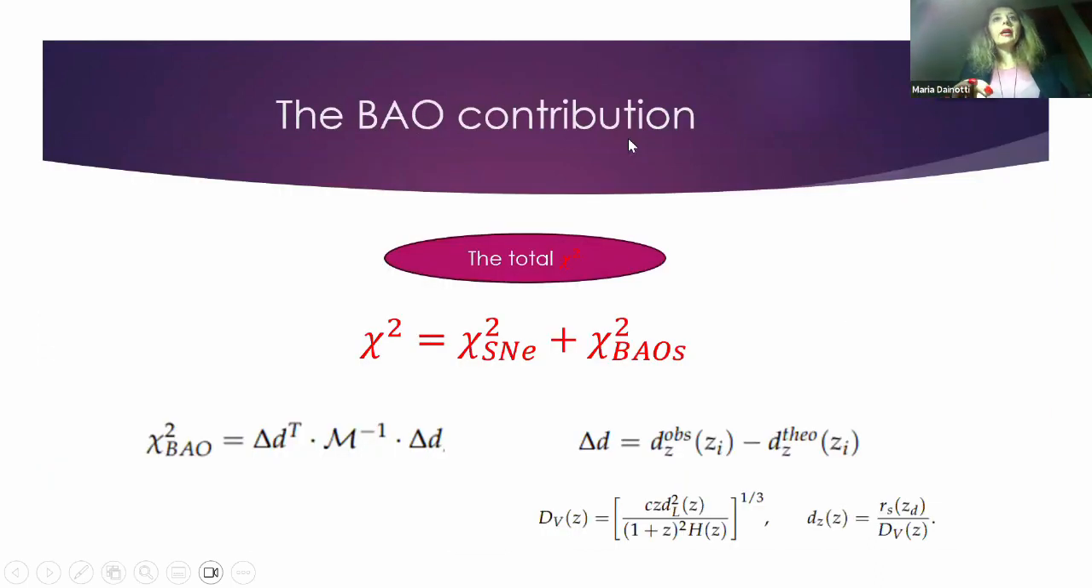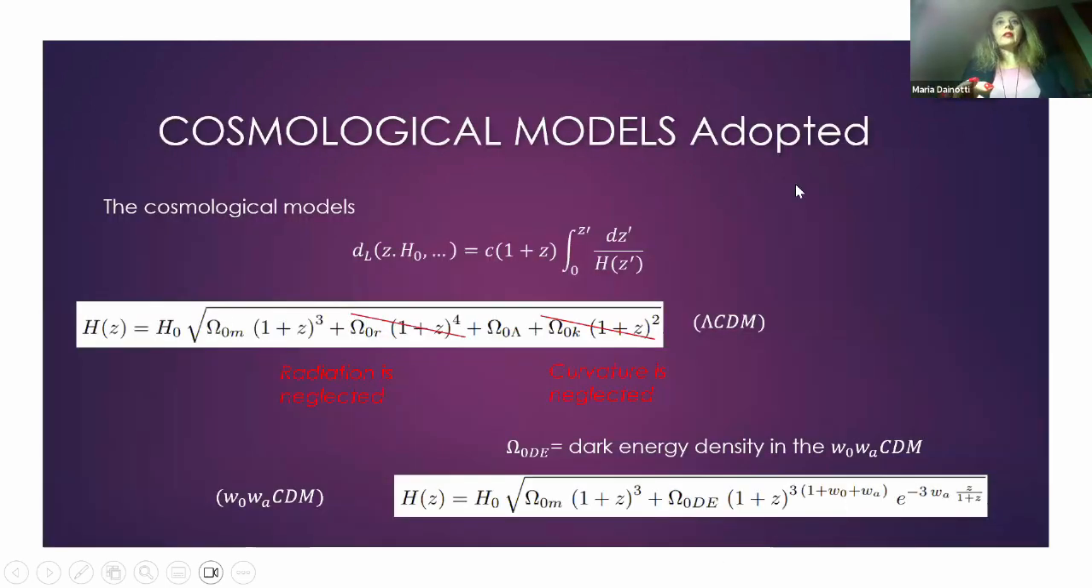Now, if we also apply the baryon acoustic oscillation contribution, then the chi-square will be the sum of the contributions of the two chi-squares. And here, instead of the distance moduli, we have the co-moving distance, and again we have the difference between the theoretical distance and the observed distance. And this is the definition of the co-moving distance.